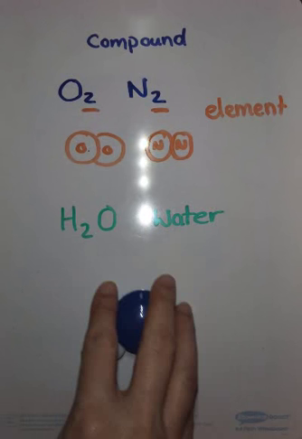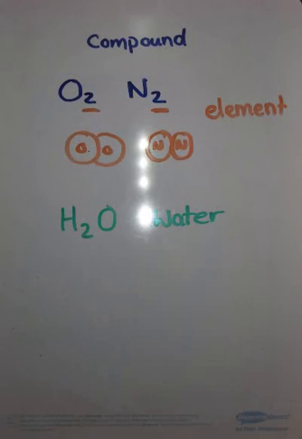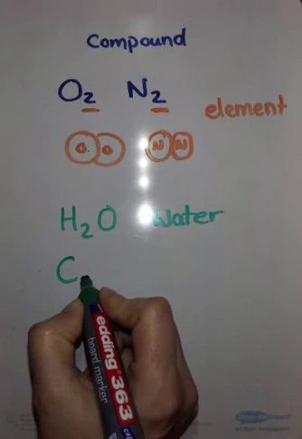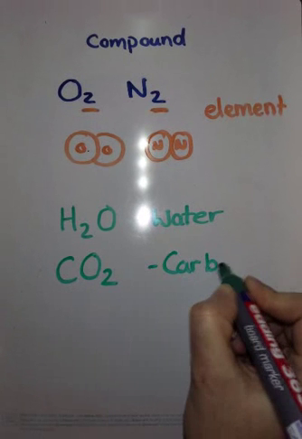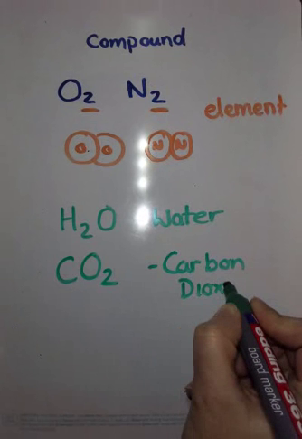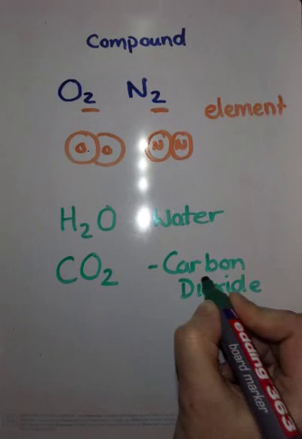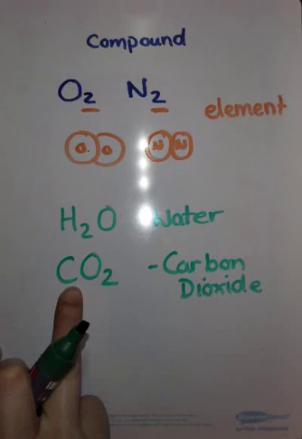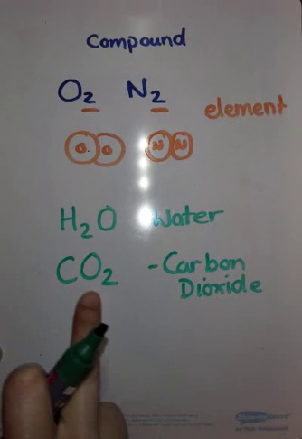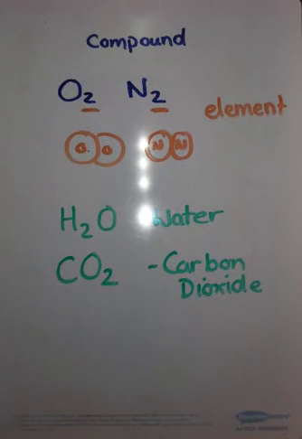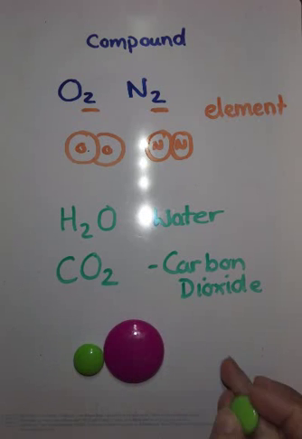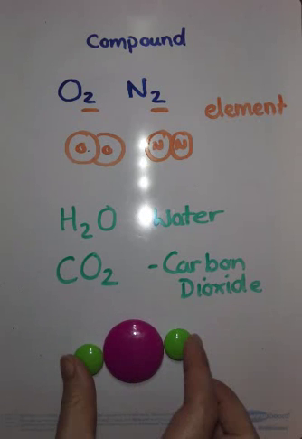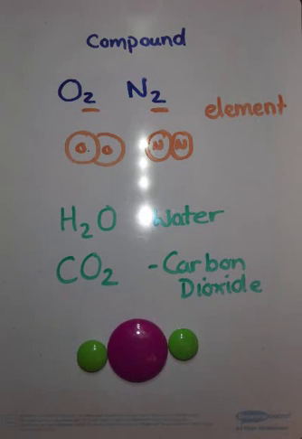Other examples that we might have might be something like CO2, carbon dioxide, which we've also looked at before when we did photosynthesis. So here with carbon dioxide, 1 carbon atom for every 2 oxygen atoms. So again, it would look very similar, 1 carbon atom and 2 oxygen atoms. Okay, so carbon dioxide.